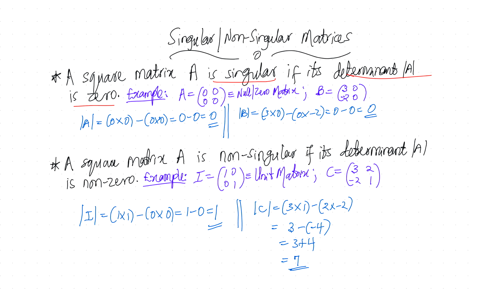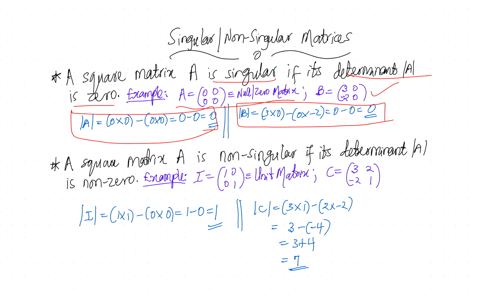And examples of matrices that are singular would be the null or zero matrix with elements zeros all the way. So if you find the determinant, you just get 0. And then you have, of course, this is not a special matrix, matrix B, 3, 0, minus 2, 0. But I mean, it is singular because once you find the determinant, 3 times 0 minus 0 times minus 2, the answer is 0. So that makes it a singular matrix. So in short, a singular matrix is a matrix whose determinant is 0, basically.